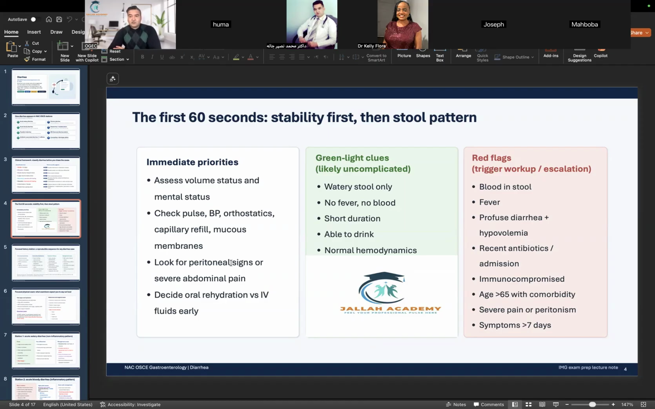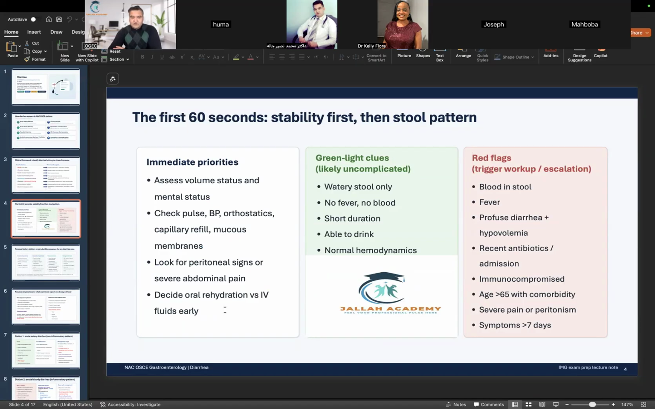And you should even verbalize it very loudly for the examiner that I'm looking for the peritoneal sign to rule out peritonitis, because this will save you a lot of marks. And they expect you to verbalize it. And remember that they don't know that you know it. So the only way that we make sure that we get this good score here is we need to verbalize it.